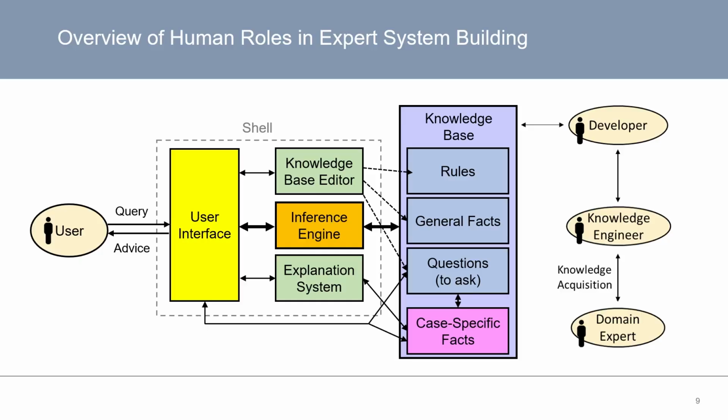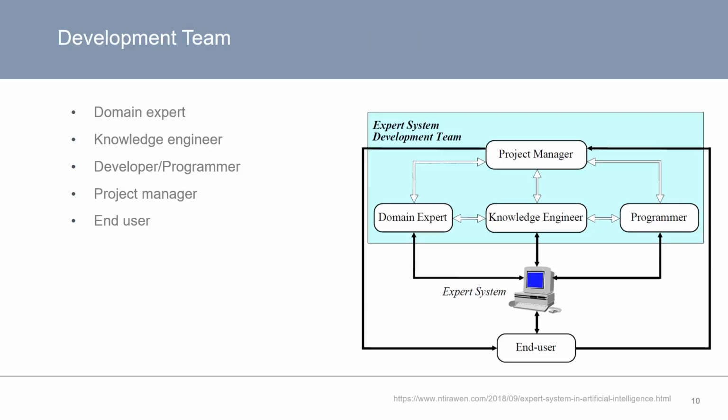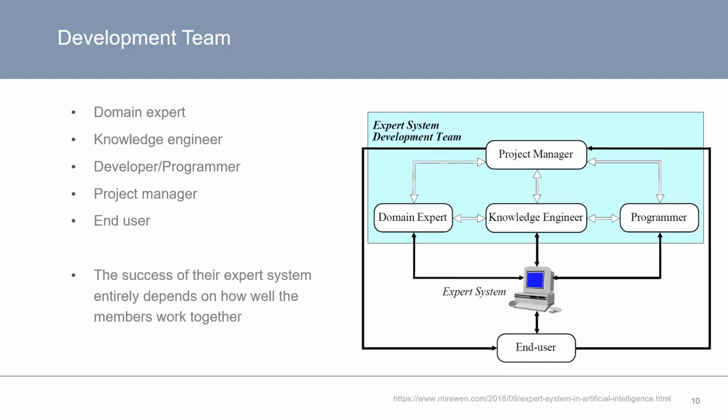Depending on the background and skill set, these roles could be handled by the same person, or you could have a domain expert who also has experience with computer programming that can serve in all these roles as well. In addition to a domain expert, a knowledge engineer, and a developer or programmer, the development team often also includes a project manager and an end user. The success of developing an expert system, of course, depends on how well these members work together.